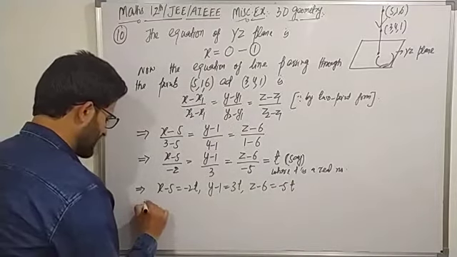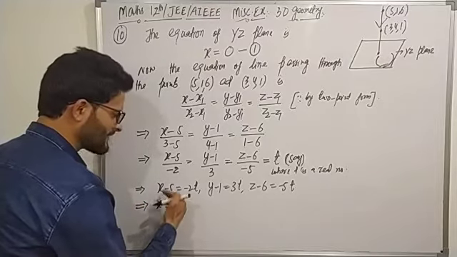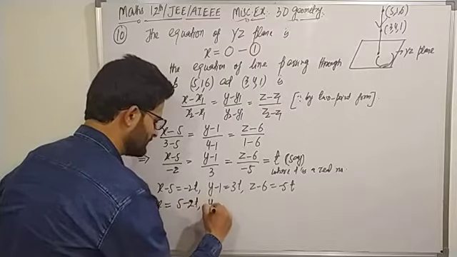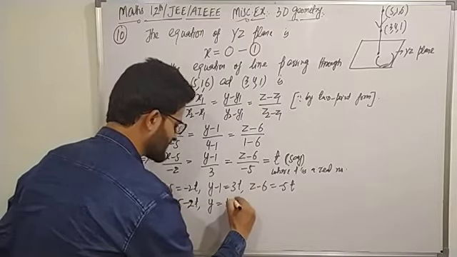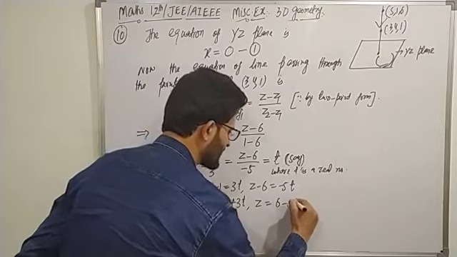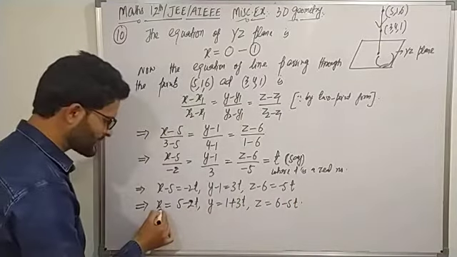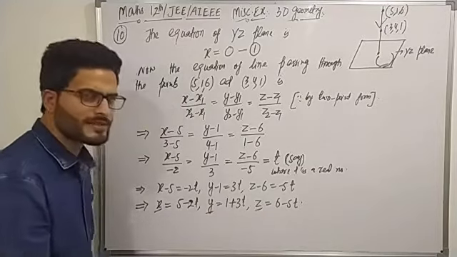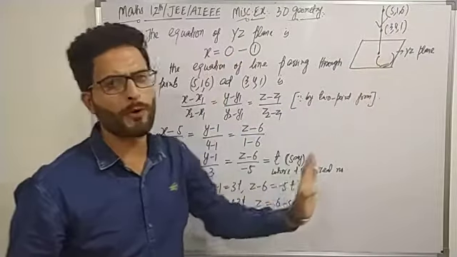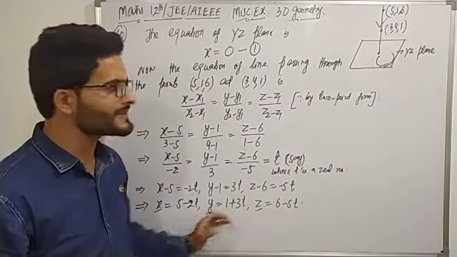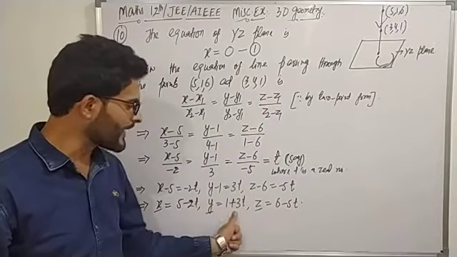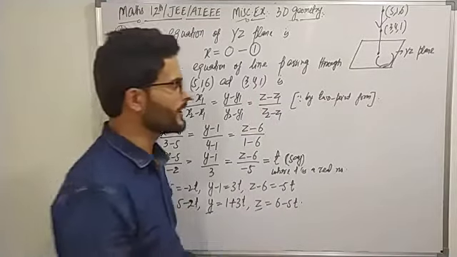So this can be written as x is equal to, the minus 5 goes to the other side as plus 5, so 5 minus 2t, y is equal to 1 plus 3t and z is equal to 6 minus 5t. So we have actually got the value of x, y and z, but what are x, y and z? Coordinates of any point lying on the line. Whatever point lies on this line, its coordinates will be of the form 5 minus 2t, 1 plus 3t, 6 minus 5t.